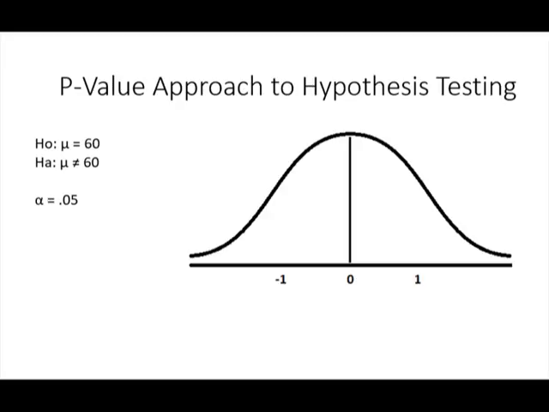And in the p-value approach, you compare alpha, or your significance level. It's a percentage or a decimal, usually between 0.01, maybe 0.05 or 0.10. And you'll compare that to an area that is either greater or less than alpha.